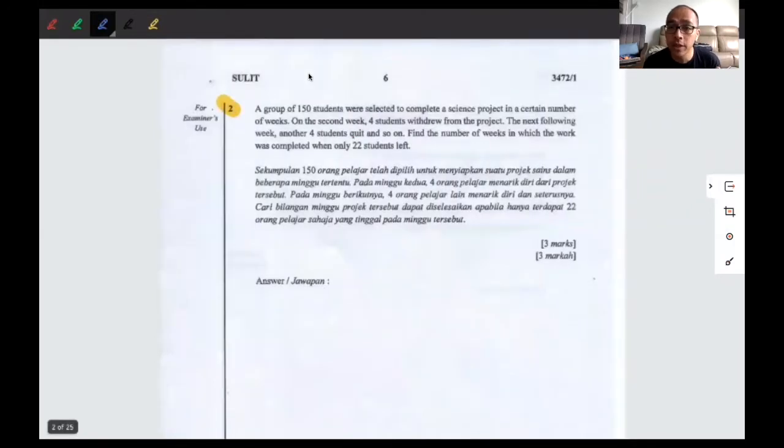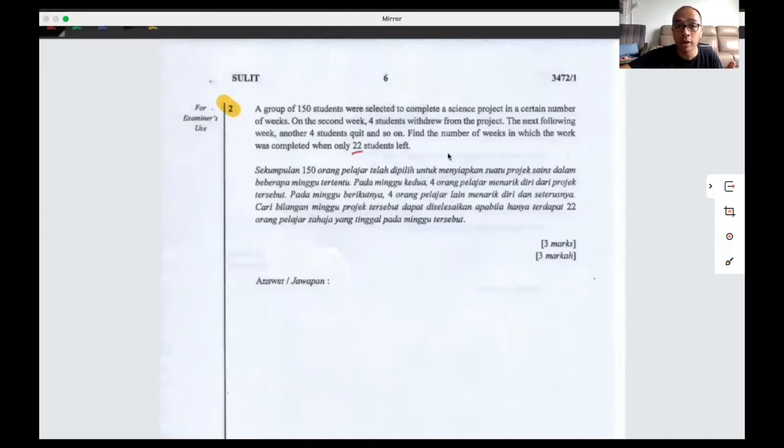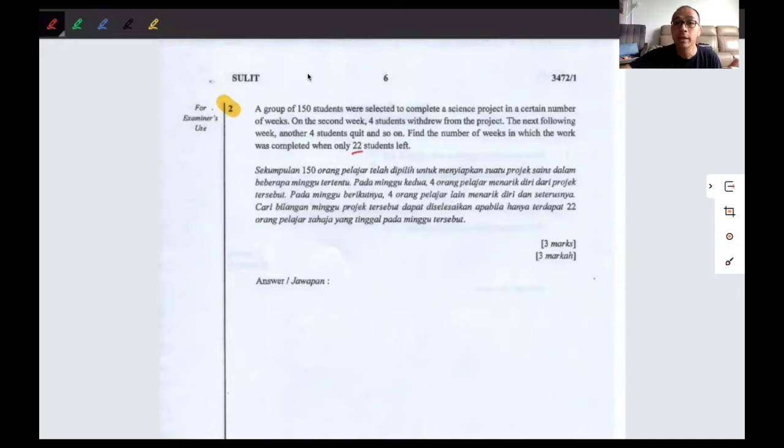A group of 150 students were selected to complete a science project in a certain number of weeks. Okay, on the second week, 4 students withdrew from the project. Oh, this is so sad, kan? So anyway, the next week, another 4 students quit, another 4 students quit, until... Find the number of weeks in which the work was completed when 22 students were left. Now, there are 2 ways you can do this lah. One is you do it manually. Okay, you tolak 4, tolak 4, tolak 4, tolak 4 until you reach 22. That's possible. But if you're going to do that, you have to list it out fully.